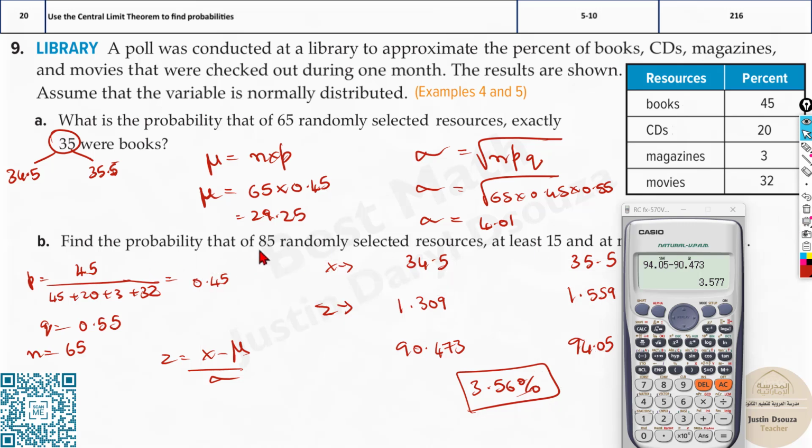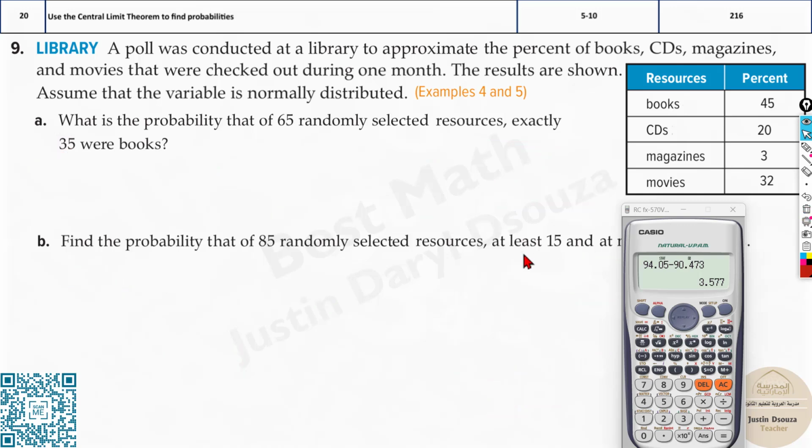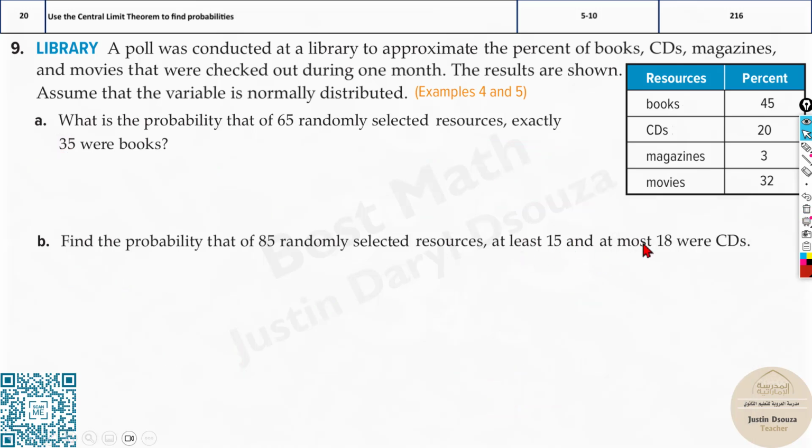Find the probability that 85 randomly selected resources would be at least 15 and at most 18 CDs. So we have to do it for CDs now. But before that, at least and at most, let me write that out over here. So we have x greater than or equal to 15 and less than or equal to 18. So this is the condition for at most, whereas between will be just greater and less than. Okay, these are the conditions.